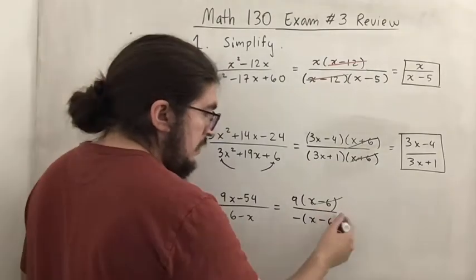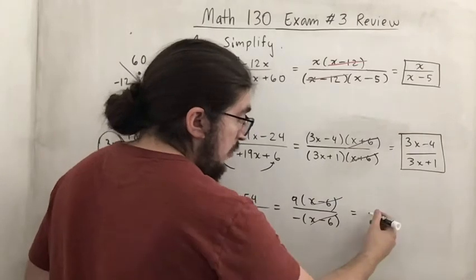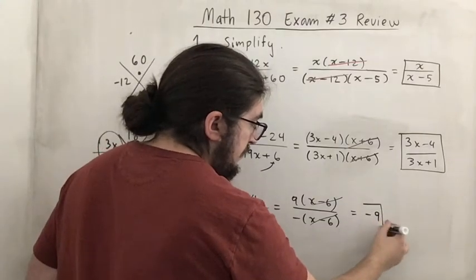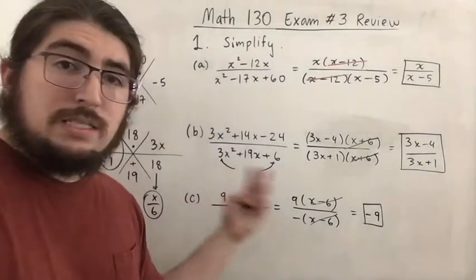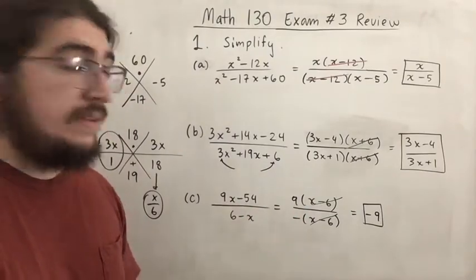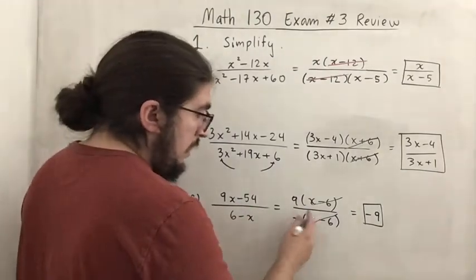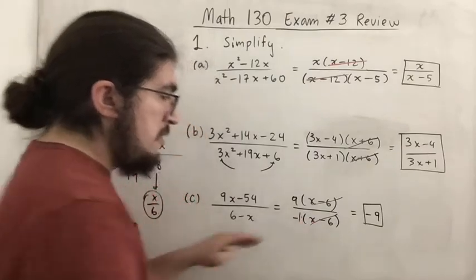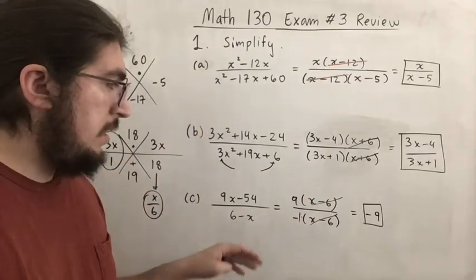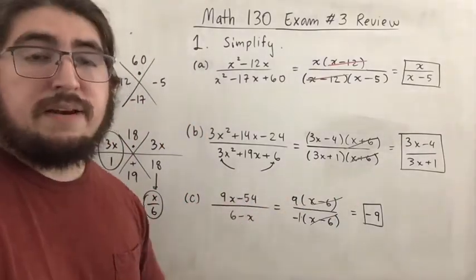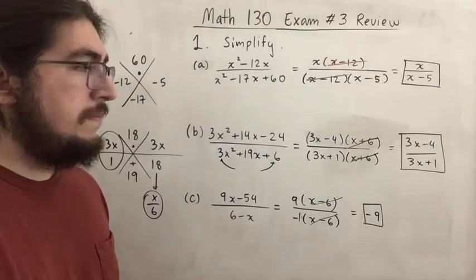So these cancel and you actually get 9 over negative 1, which is negative 9. Now remember that when something cancels completely, there's always a 1 left in its spot. So notice when I said 1, I meant this imaginary 1 that's multiplied to x minus 6. So it's 9 over negative 1, which is negative 9. Okay, on to the next problem.